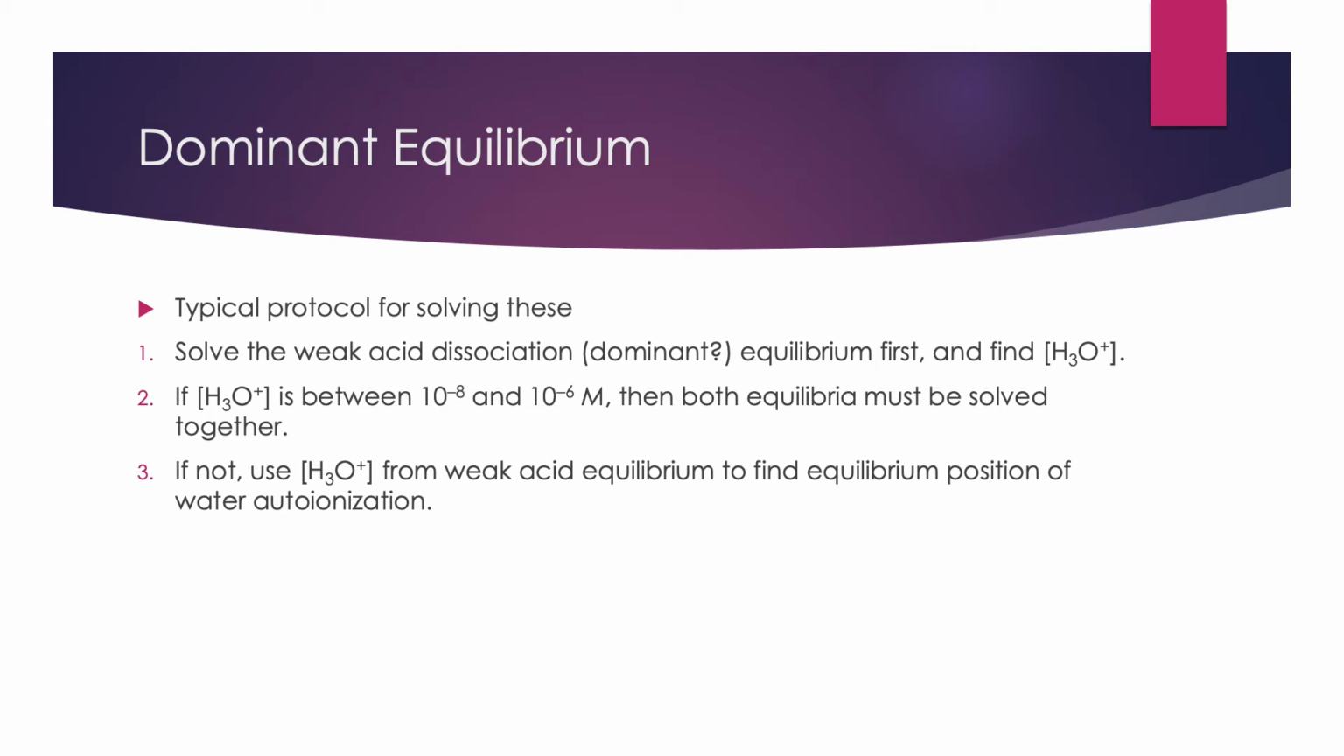But if the hydronium ion that we get from the weak acid dissociation is much larger or much smaller than this range of 10 to the minus 6 to 10 to the minus 8, then we can use that to basically set the initial equilibrium value of the hydronium ion, and then let the water autoionization reflect that hydronium ion concentration.